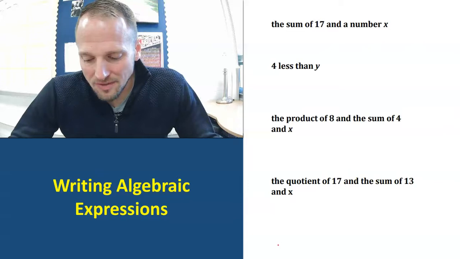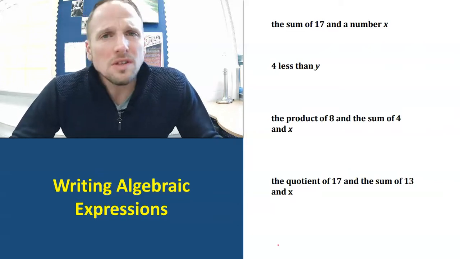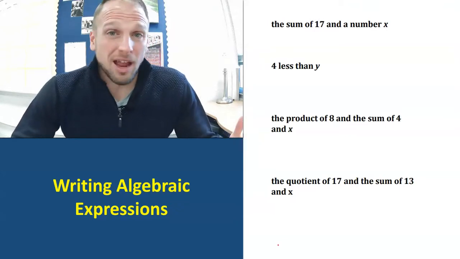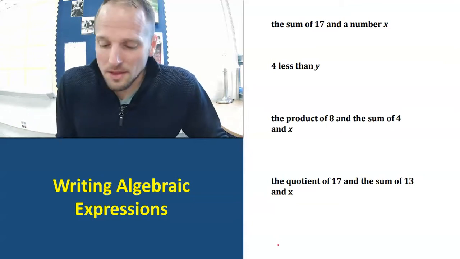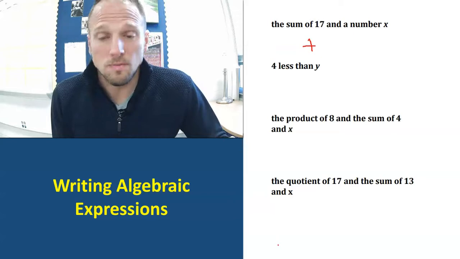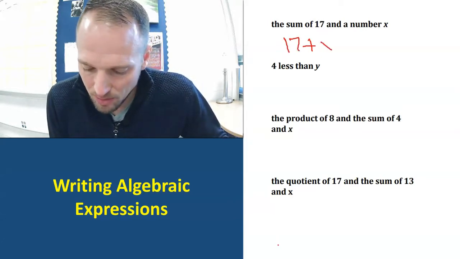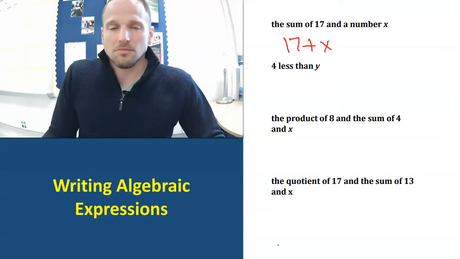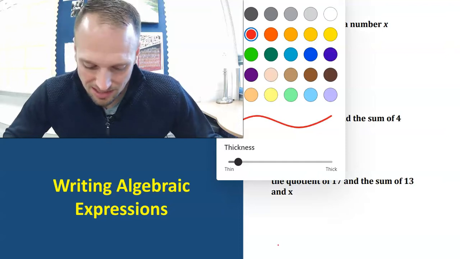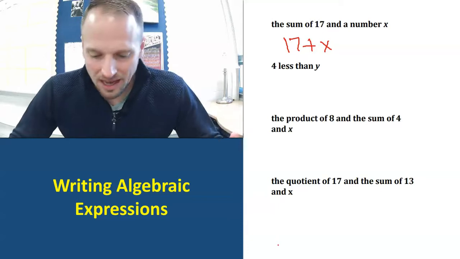The sum of 17 and a number, x. All right, so first of all, what does sum mean? Sum means, technically, the answer to an addition problem. I'm just going to say it means addition, right? So the sum of, we're going to add what? It says 17 and a number x. That's it. The sum of 17 and a number x. When it says a number x, don't get too caught up in that. That just means x, all right?